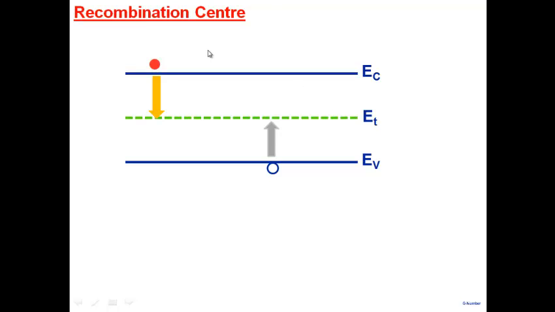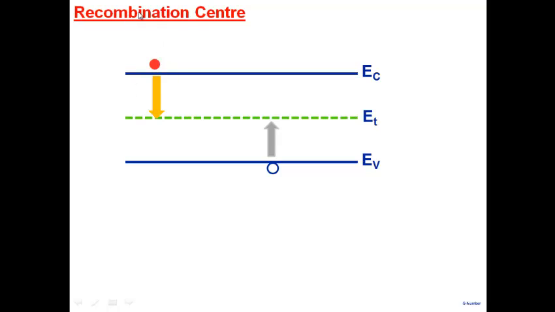This is the most important recombination mechanism in silicon. Every silicon sample that you will take will have some defect levels here, ET. You don't get a 100% pure semiconductor. There are some native defects, there are always some impurities, and these defect levels are always there. And they are the ones which cause recombination.